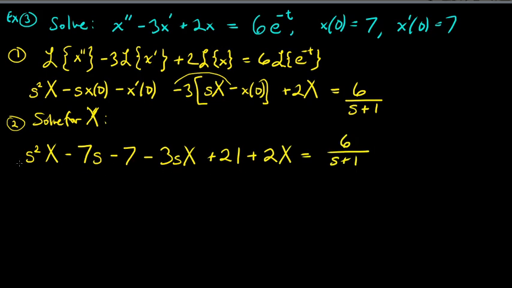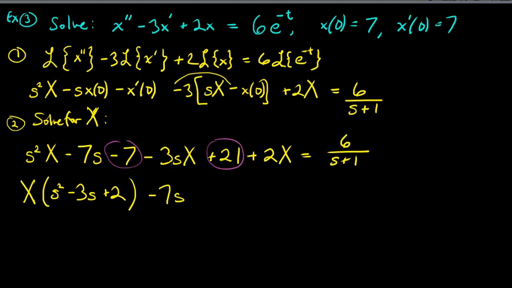Okay, so this is not looking too pleasant here, but let's factor out the capital X. So we have s squared minus 3s, right? All times X, and then plus 2 times X. All right, so now what's left over here? Well, we have minus 7s, and then we have just the constants here. We have negative 7 plus 21 is negative 14. All right. And I think that's everything on the left. So this is still 6 over s plus 1.